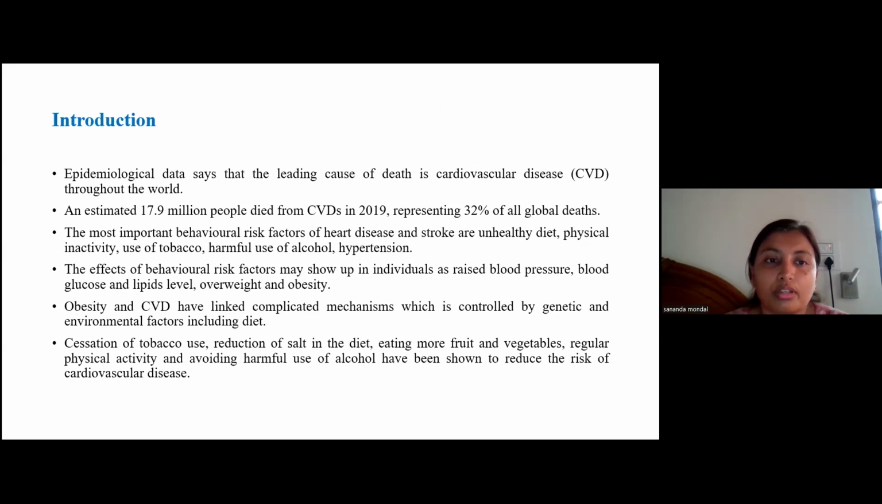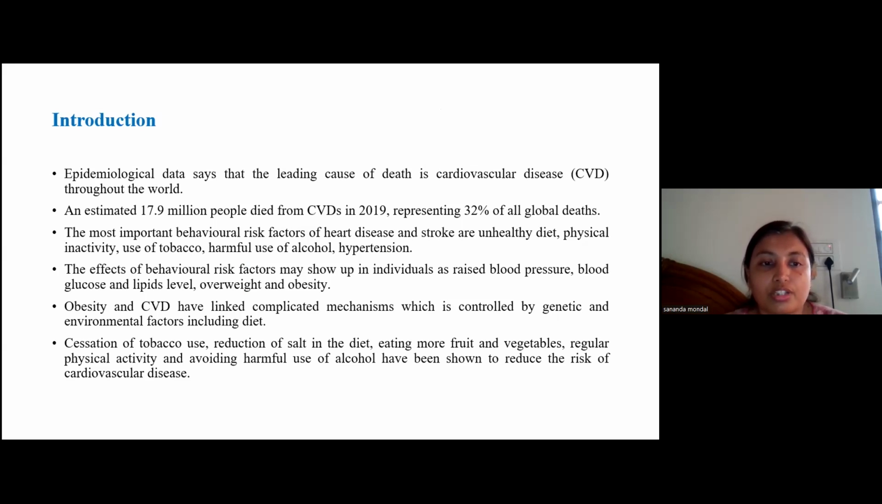The most important behavioral risk factors of heart disease and stroke are unhealthy diet, physical inactivity, use of tobacco, harmful use of alcohol, and hypertension. The effect of behavioral risk factors may show up in individuals as raised blood pressure, blood glucose, and lipid levels in the blood, overweight, as well as obesity.